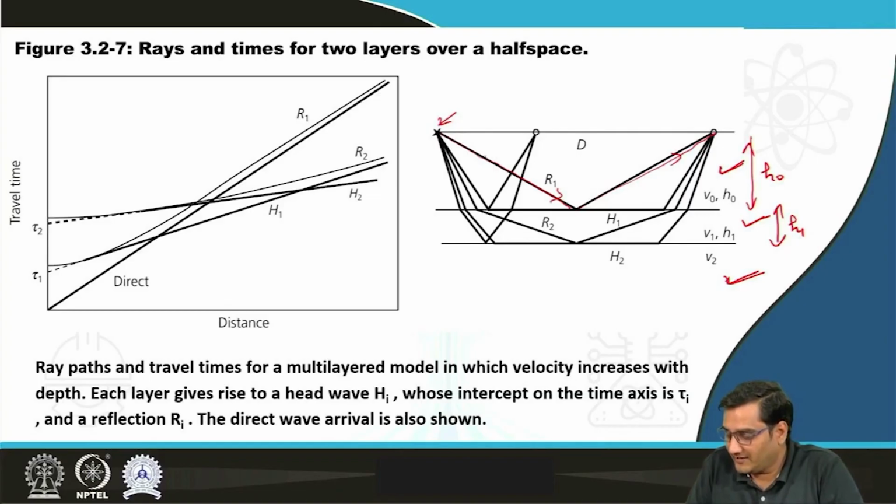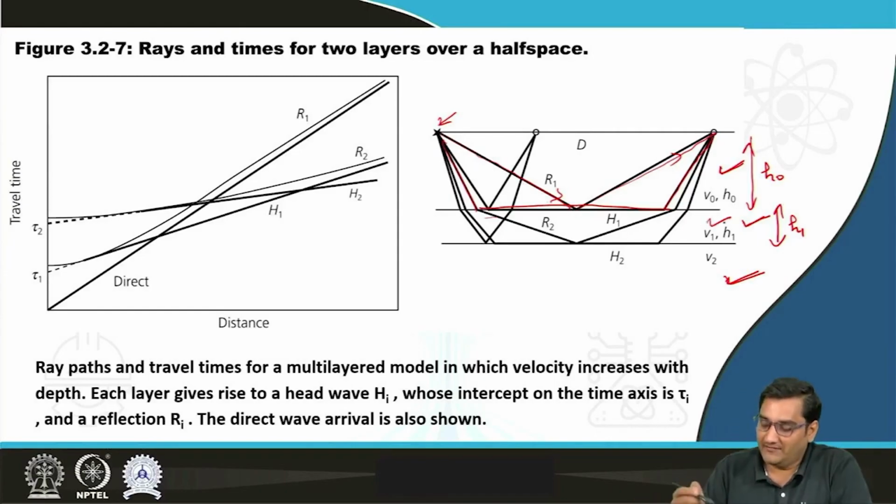Likewise, there is a head wave here also. This is the head wave that is traveling across the interface of the first and second layer, and then going upward and being recorded at the receiver. Likewise, the reflection and the refraction will happen for the second layer also. And when you draw the travel time curve for both the head waves, that means h1 and h2, and reflections r1 and r2, then you can draw the travel time curve.